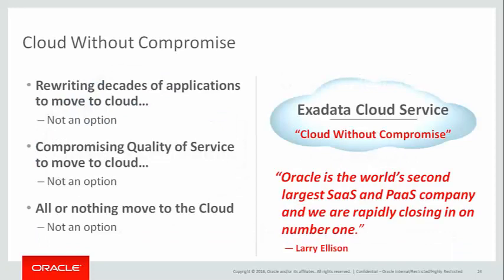Oracle is doing very well in public cloud. Oracle is the world's 2nd largest SaaS and PaaS company, and we are rapidly closing in on number 1. That's what Larry Ellison said. But cloud is very important, but rewriting decades of applications to move to cloud is not an option. Compromising the quality of service to move to cloud is also not an option. And a lot of the other vendors require an all-or-nothing move to the cloud, which is also not an option.